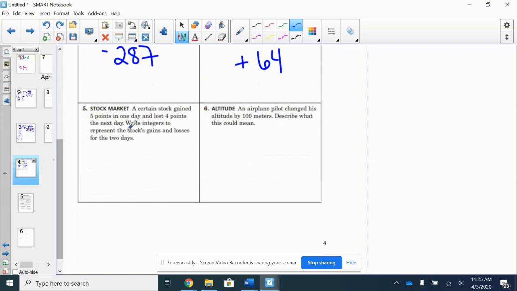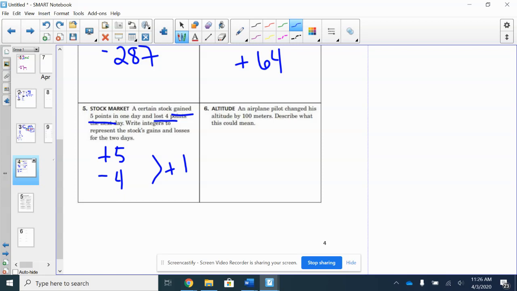A certain stock gained 5 points in one day and lost 4 points the next day. Write integers to represent the stock's gains and losses. So gain, 5 points would be a positive 5, right? Loss, 4 points, would be a loss of 4. So if we were to compute where this stock's total would be at this point, it would be ahead 1. Okay? This question is really just asking you to represent the 2 separate integers, though.